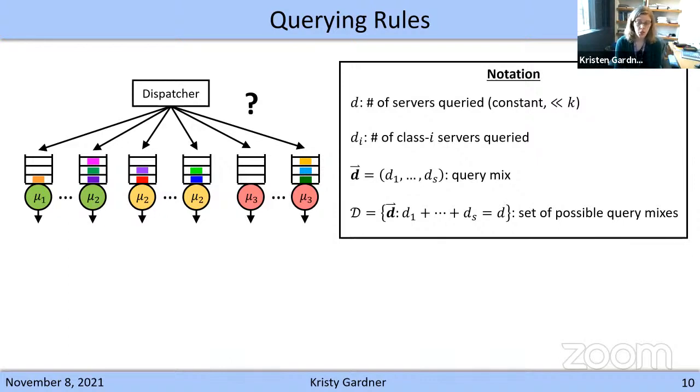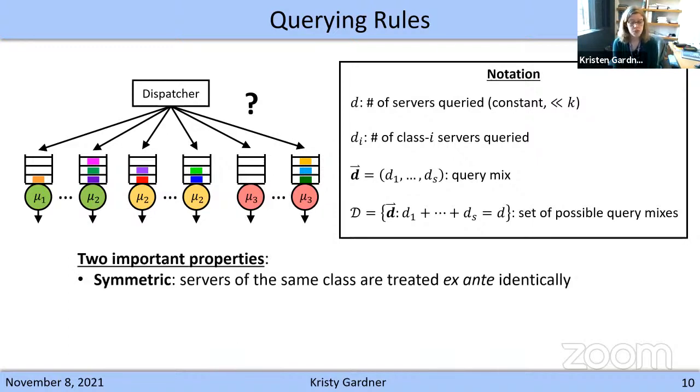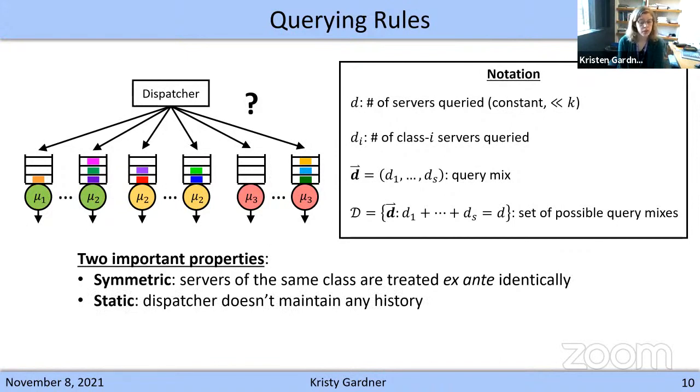We are going to consider querying rules that satisfy 2 important properties. The first of these properties is that our querying rules are symmetric. This means that servers of the same class are treated ex ante identically. We can't keep track of any additional information like a server's index or something about the server's properties. If we have 2 servers that are both of the fastest server class, we have to treat them identically when we are querying.